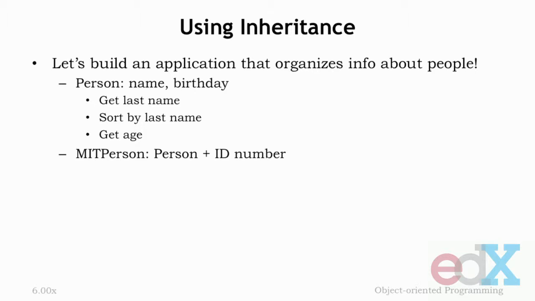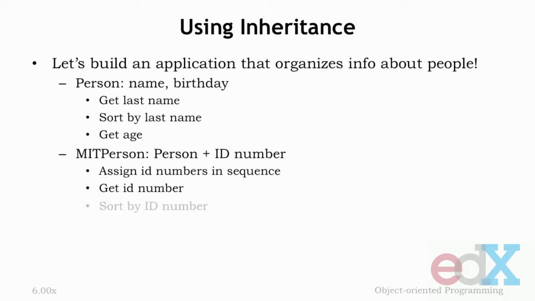And we'll also add some new interface methods. We'll make sure that we can assign ID numbers in sequence, so as we allocate people, they'll get a unique ID number in order. And then we'll provide a way for programs to get a hold of the ID number. And finally, we'd like to sort MIT people not by their name, but by their ID number. Let's look at the code.